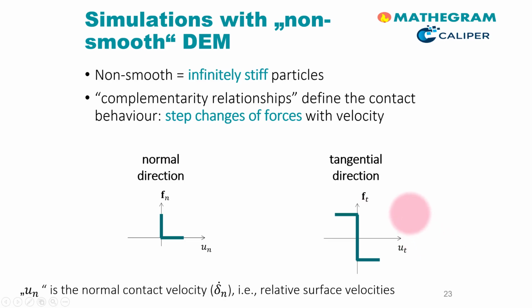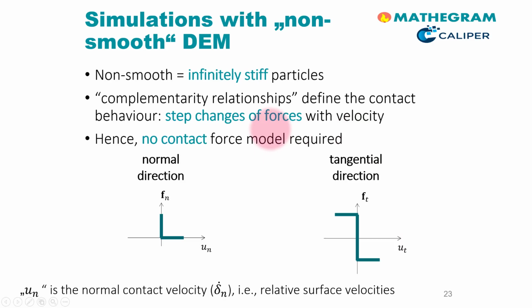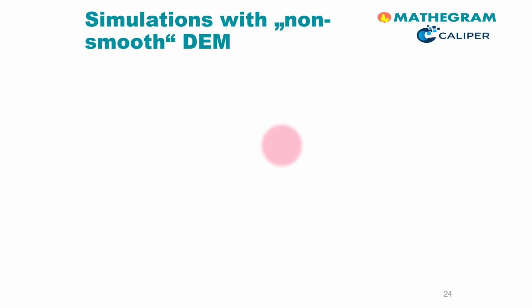In summary, non-smooth DEM does not necessitate a contact force model, but relies on constraints imposed by the contact dynamics. This is also the motivation behind the naming we have discussed before. We now progress and summarize the algorithm on the next 2 slides in a nutshell.